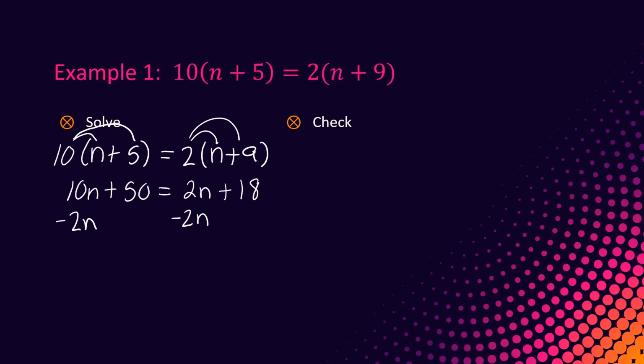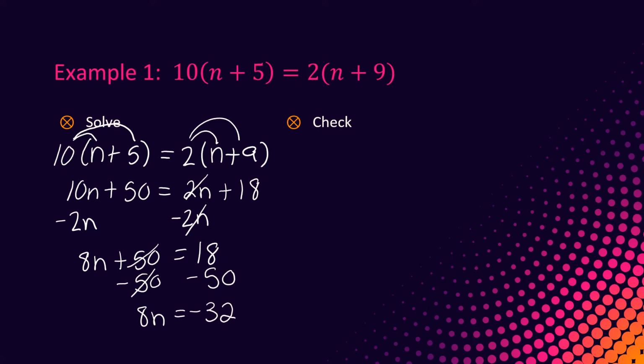So 10n minus 2n will get me 8n. And then everything else, these two will cancel out. 2n minus 2n goes to 0. And 18 is going to stay the same. Now I'm going to subtract this 50 from both sides because we want to get rid of that addition. And then the 50s are going to cancel over here, leaving us with 8n. And then on this side, 18 minus 50 should get us a negative 32.